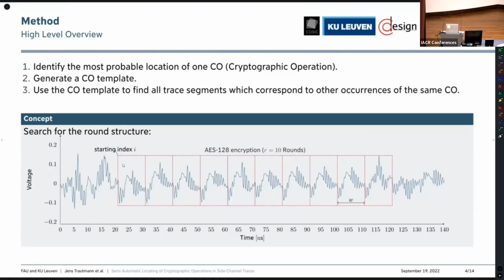Afterwards, we will generate a CO template from that starting index and then use this CO template, like in the slide before, to find all the trace segments which correspond to other occurrences of the same cryptographic operation. But of course, with different data. And if we have all of those starting points, we can even refine the CO template to get rid of the noise. But this is optional and only needed if we have a lot of noise on our traces.